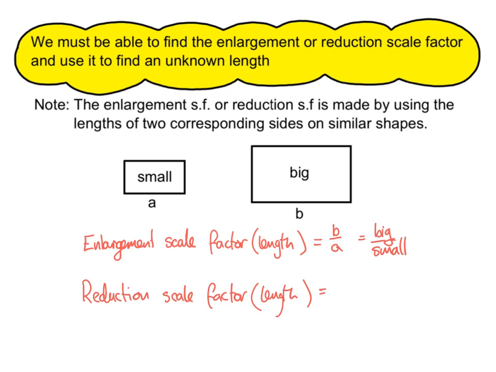We'll then look at reduction scale factor. Now, for a reduction scale factor, from the previous slide, we know that we have to multiply by a number between 0 and 1. So if we're going to use these values A and B to write a fraction, we don't want that fraction to be top heavy. Remember, top heavy fractions where the numbers are positive are greater than 1. We want this fraction to be between 0 and 1, so it's going to have to be A over B. In other words, the smaller number over the bigger number.